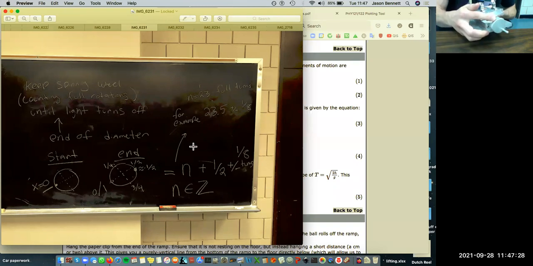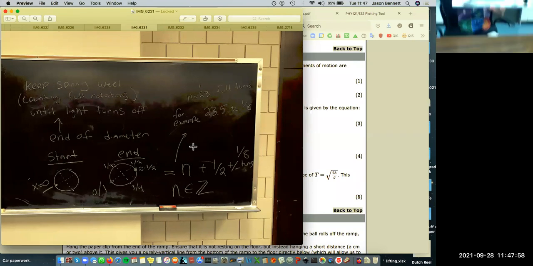So if this was 0, I'm going to say this is probably like a quarter. And so what I would write down is 23 and a quarter turns until the ball came off. And you can add some uncertainty. You can tell the difference between a quarter, but maybe an eighth you can't tell the difference between. So you can use an eighth of a turn as your uncertainty, or a quarter of a turn.